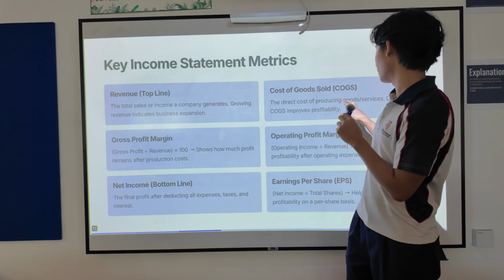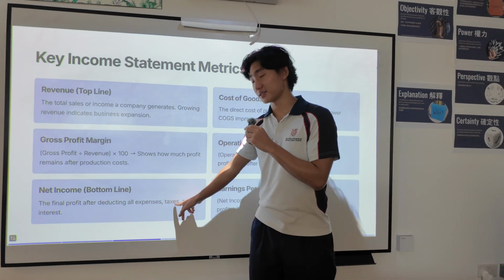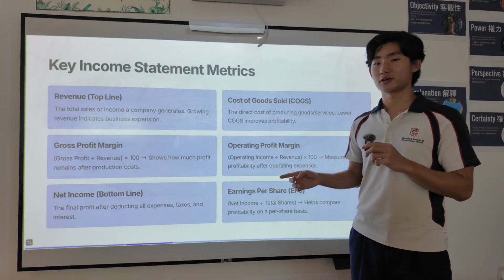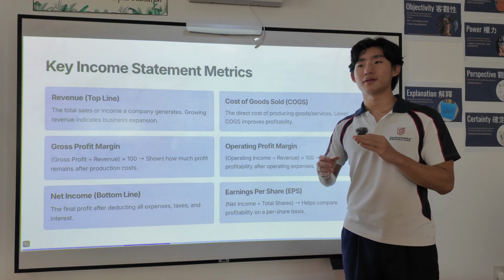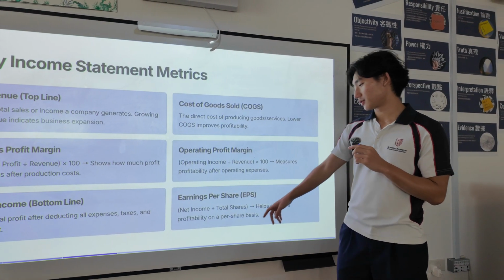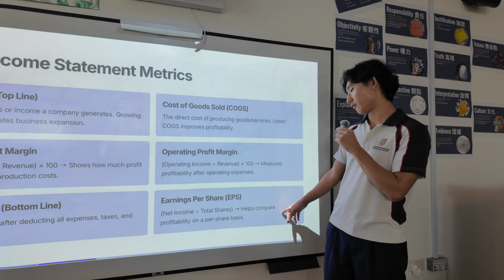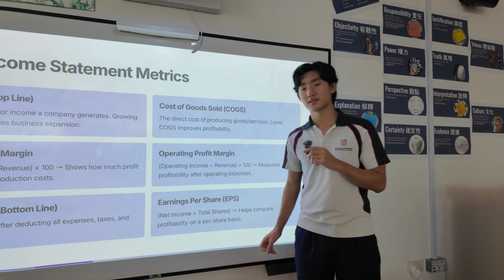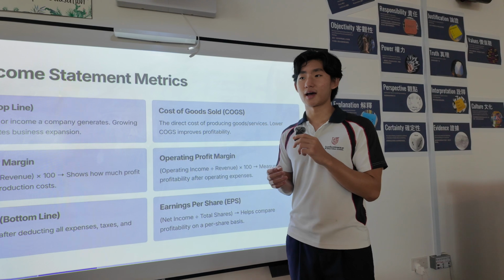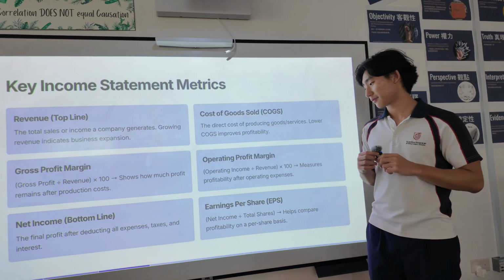So step 1, deduct all direct costs. Step 2, deduct all the expenses, and taxes and interest. If you deduct all of that, you can see the final profit of a company in a period, normally like a quarter. And then earnings per share, which is found by net income divided by total shares. Now this helps compare the profitability on a per share basis. So what this means is, for every share that they have, how much earnings does a company generate for it? The higher the better, of course.